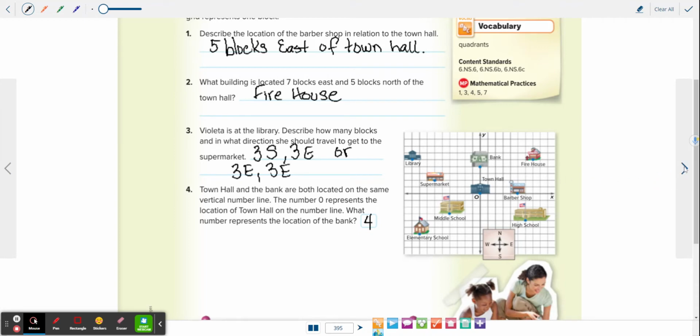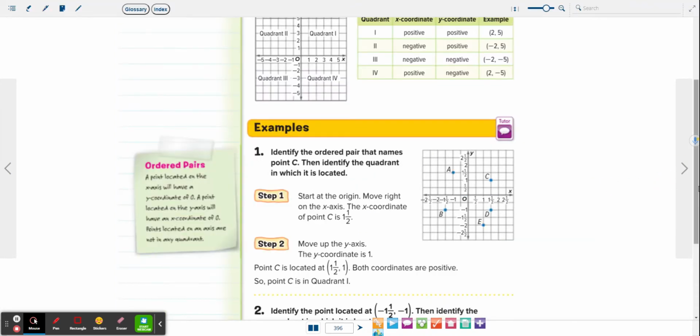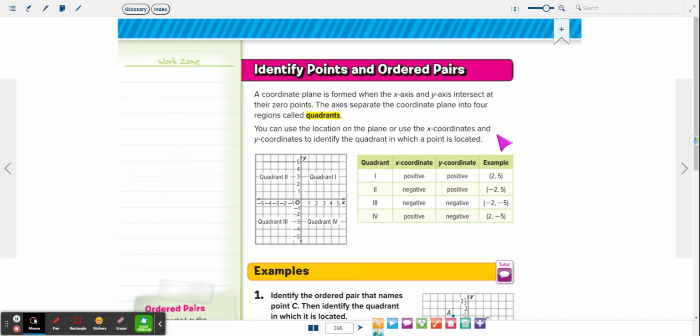All right, turn over to page 396, and we're going to start working with the actual points on the number line. The first thing you need to know are the quadrants, and I believe there's an interactive notebook page that your teacher should have for you on this that you can put in your notebook that shows this. Most people want to say that this one is quadrant 1, but it's not. Quadrant 1 starts on the right. We want both to be positive.